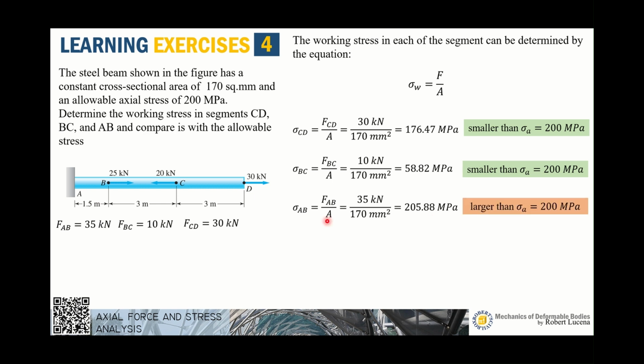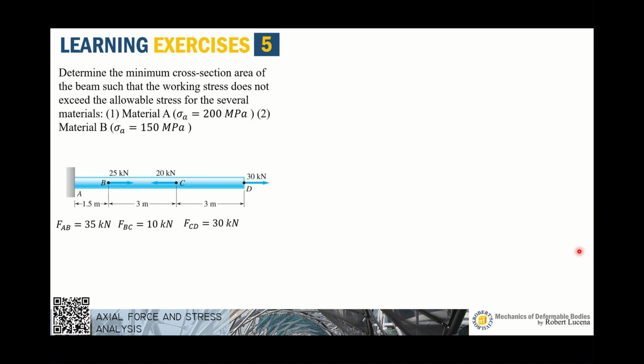And in portion AB, the working stress exceeds the allowable stress. And that could be part of your investigation. So you can conclude that the working stress is beyond the allowable stress. And this is how you investigate the internal reaction or the internal stress in an object. Now let's do the design.